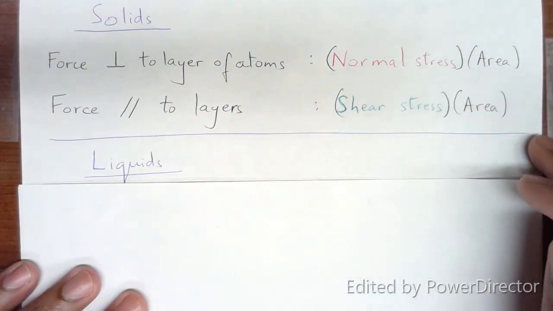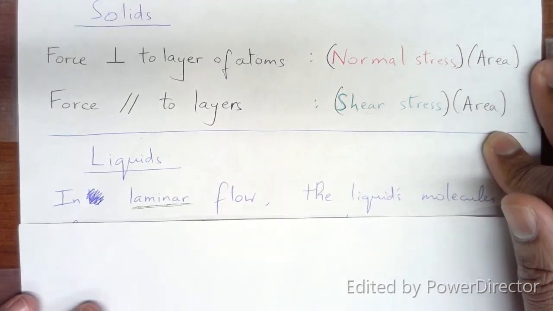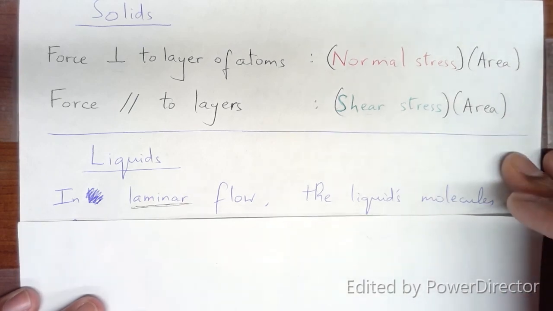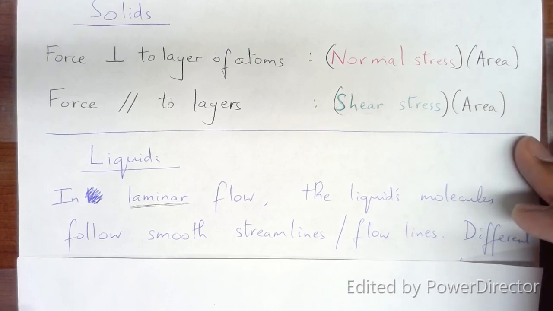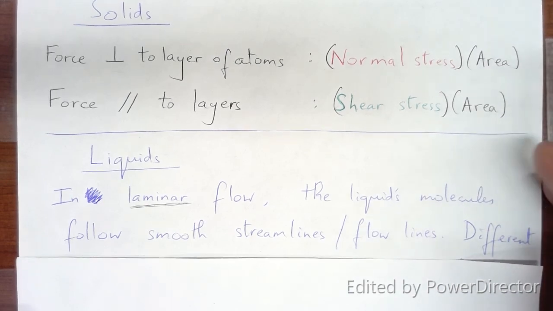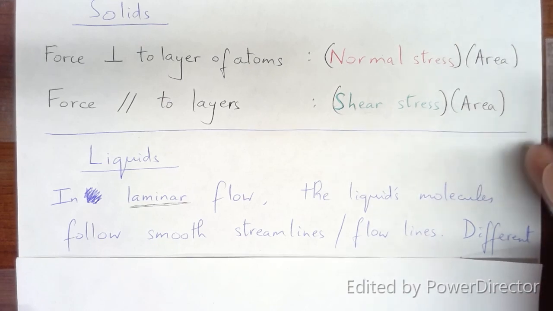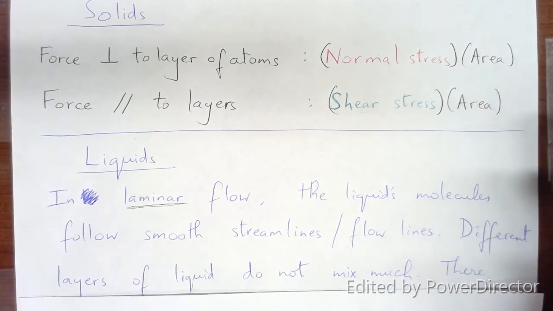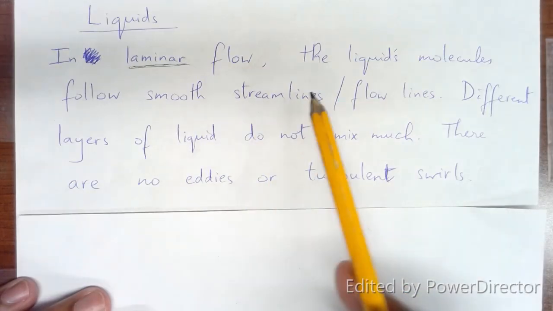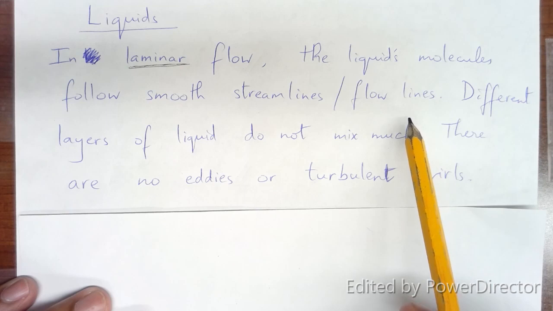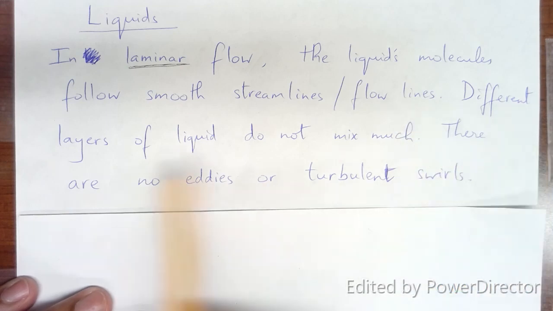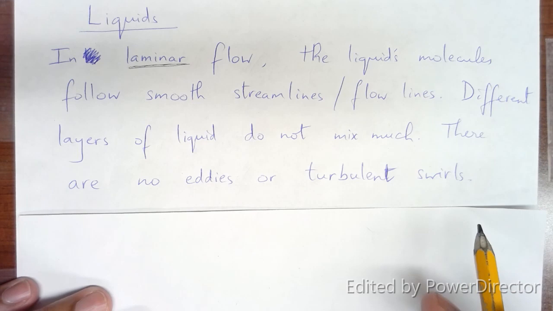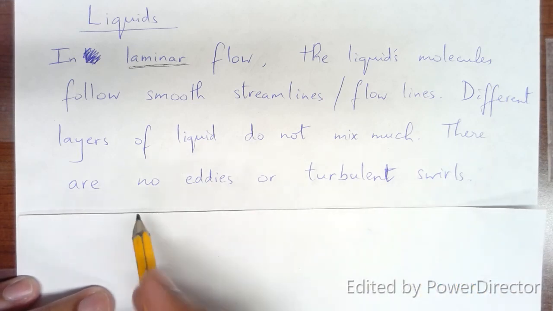Now in liquids, we will have a fairly similar scenario. So in liquids, when they are flowing, there is a situation called laminar flow. And in such a case, the liquid's molecules will follow smooth streamlines. That is, they follow smooth flow lines, right? They move in nice smooth lines, and you don't really see much mixing between the layers of liquid. These smooth streamlines or flow lines do not cross, and they behave like very smooth lines, and so you don't see eddies or turbulent swirls, so there's not really much mixing action. Right? So if you released a little bit of ink into the fluid, it would flow in a nice smooth line.